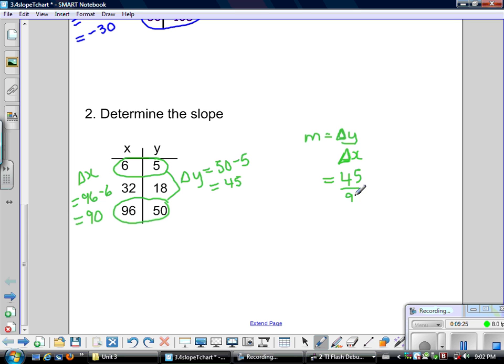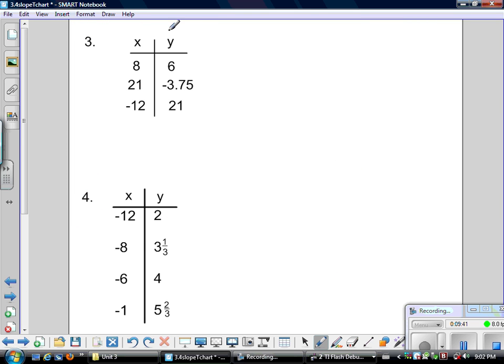And that is not in lowest terms. 45 goes into itself once and goes into 90 2 times. So my slope in this case now is 1/2. All right, moving on and doing another example. Notice we're getting faster. Okay, this is my next one that I need to look at.